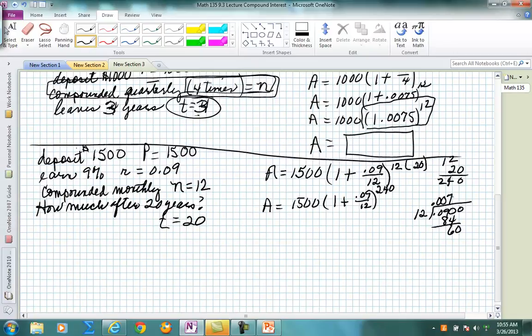Next, I'll add. Then you will take this to the 240 power on your calculator and then multiply it by 1,500. And that will be the amount of money that he will have in the bank after 20 years if it's compounded monthly, earning 9% interest.